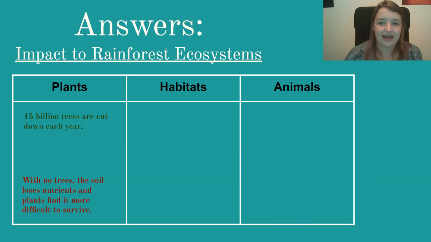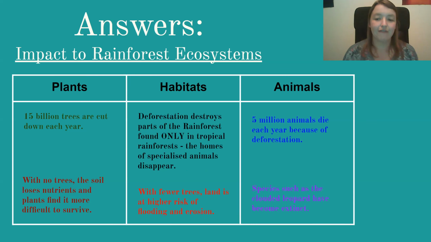And finally, animals. 5 million animals die each year because of deforestation. 5 million animals each year die. That's crazy. A huge number of animals every year just because of deforestation. Before we even bring in any other impact, any other change that could happen, deforestation is killing 5 million animals.